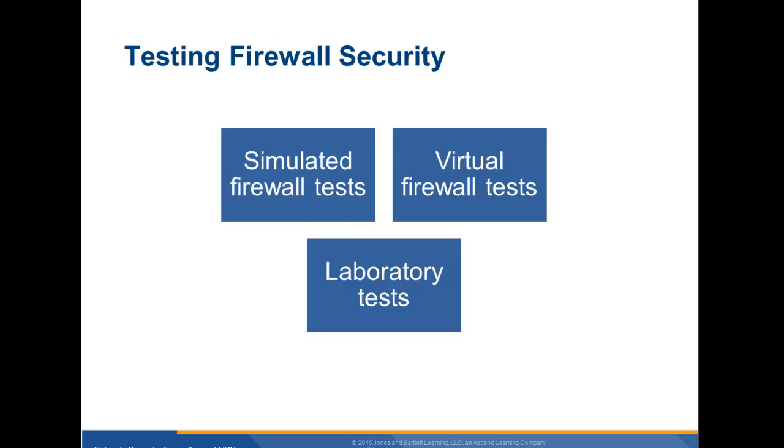In testing your firewall security, you can employ simulated firewall tests, virtual firewall tests, and laboratory tests. Initially, before we discuss these, every update, change, or alteration to any aspect of your firewall or the network segments connecting to a firewall should trigger another round of firewall testing. A simulated firewall test uses an attack simulator to transmit packets to the firewall. You can locate the attack simulator inside or outside the firewall to simulate an internal attack or an external attack.